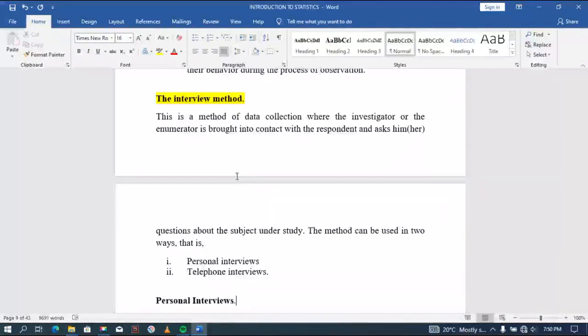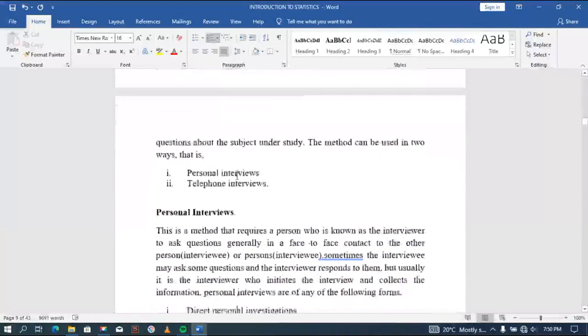The method can be used in two ways, that is personal interviews or telephone interviews. You can have a personal interview, that is a one-on-one interview, and then you can as well have an interview conducted through a phone. So you can begin with the personal interviews.